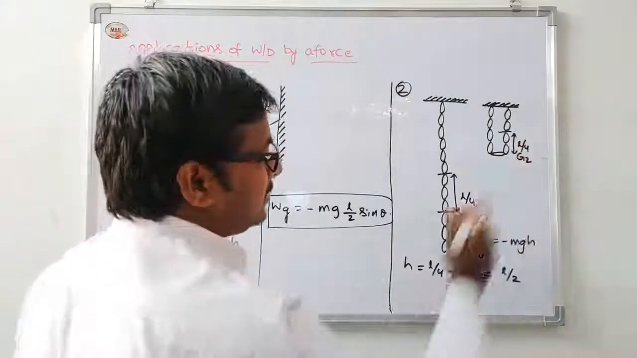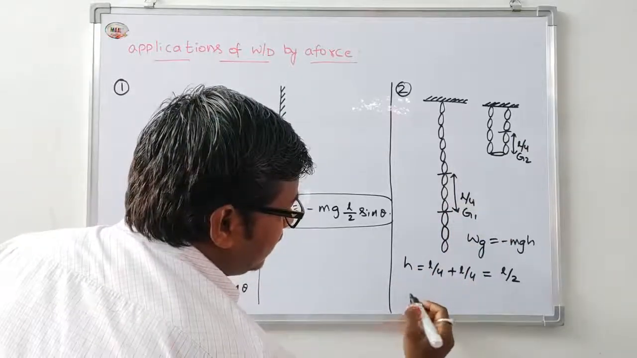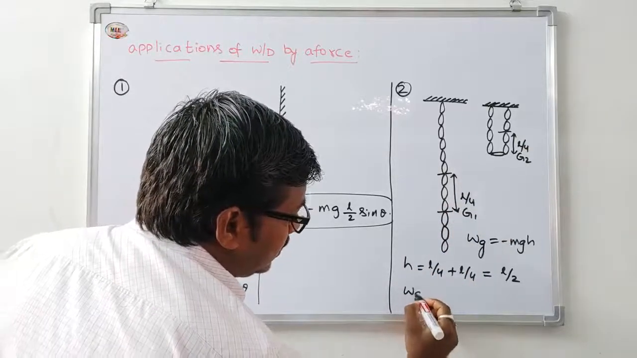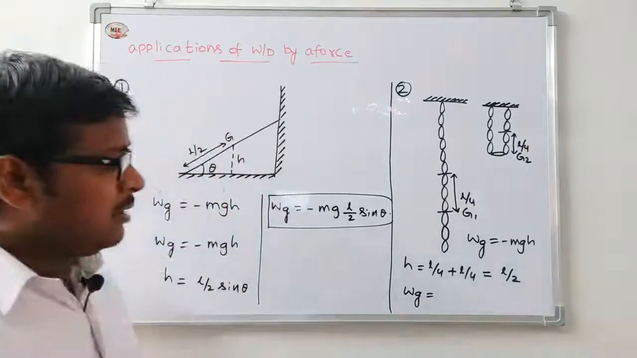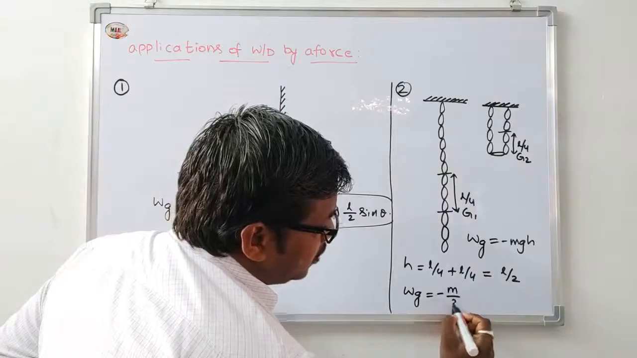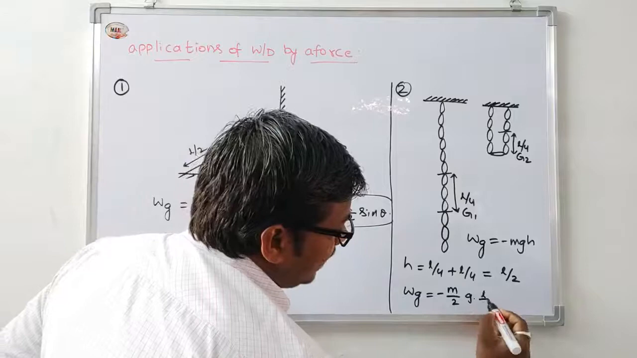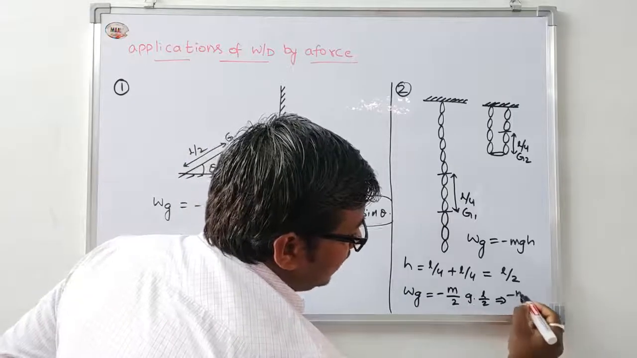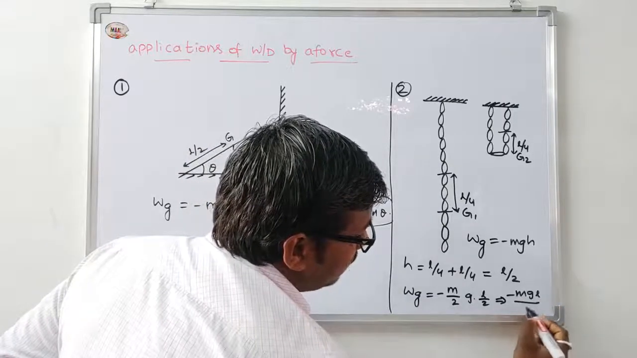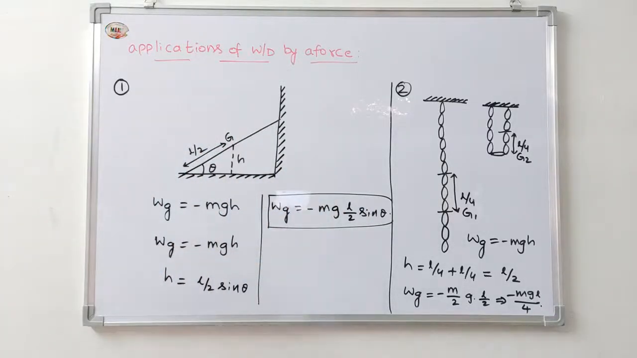In this length, the center of gravity, therefore the work done by the gravitational force is minus m by 2, half of the mass, into g into L by 2, that is equal to minus mgL by 4. This is the second application.